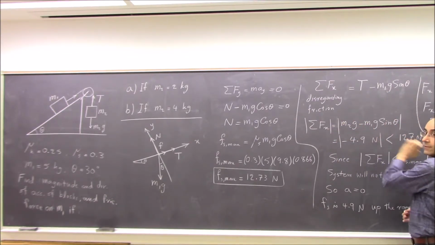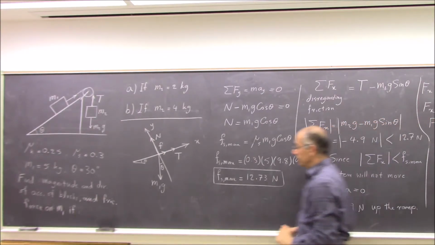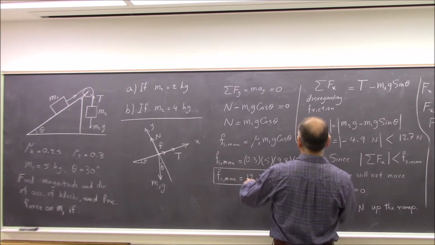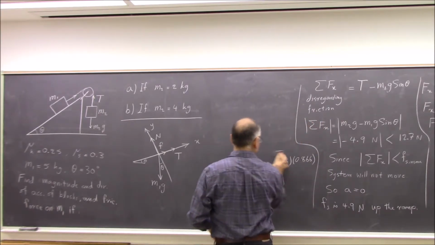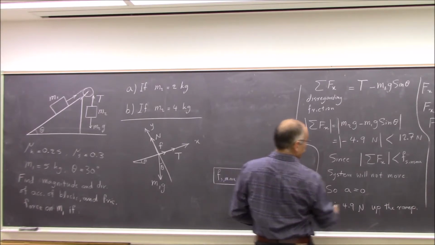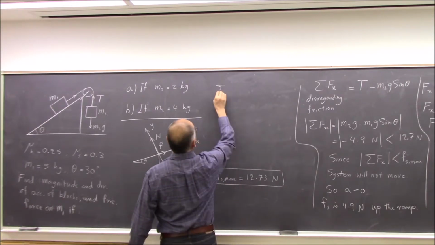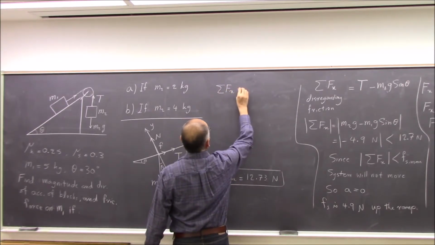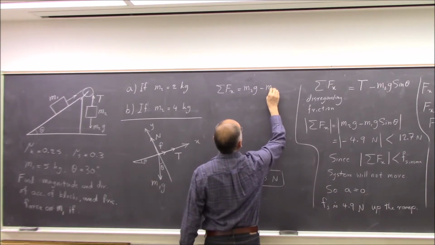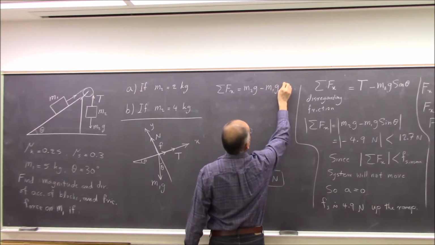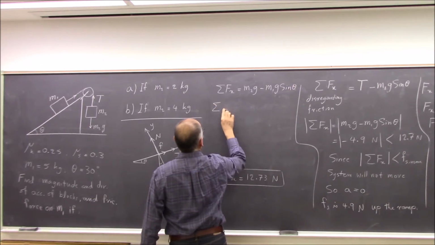Now this will change, right? So the things from here on will change. Because we keep this here, and I delete all of this because this is the same as before. And now sum of Fx equals M2g minus M1g sine theta. So how much is that? 14.7.